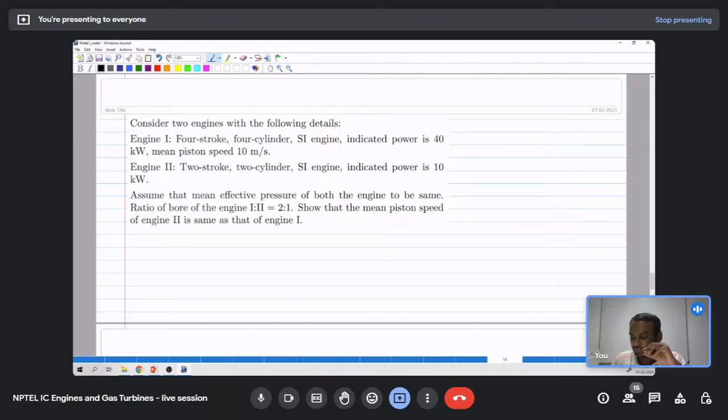Okay, we have two engines. Engine 1 is a 4-stroke, 4-cylinder SI engine, whose indicated power, IP1, is 40 kilowatt, and mean piston speed is given as 10 meter per second. The second engine is a 2-stroke, 2-cylinder SI engine, whose indicated power is 10 kilowatt. Assume the mean effective pressure of both engines to be the same. The ratio of bore of engine 1 to engine 2 is 2:1. Show that the mean piston speed of engine 2 is the same as that of engine 1.